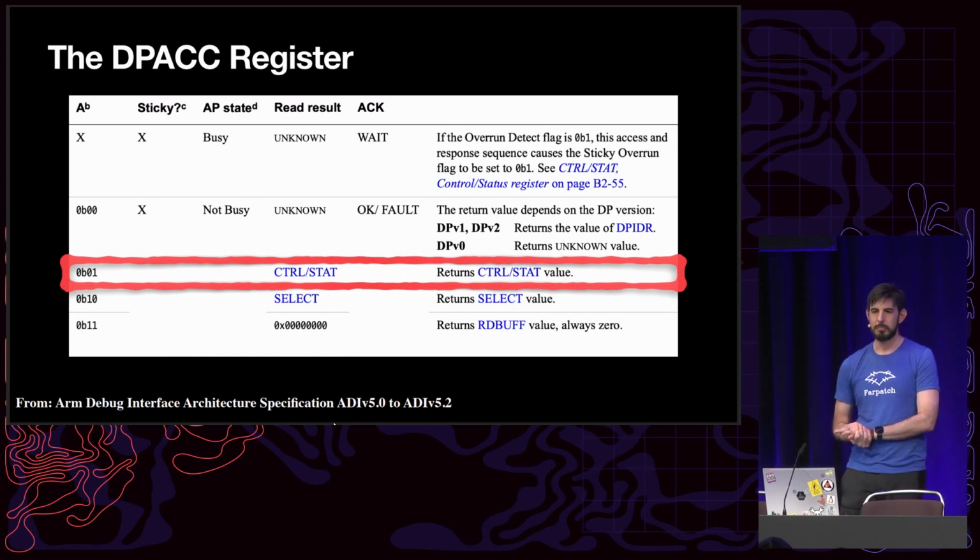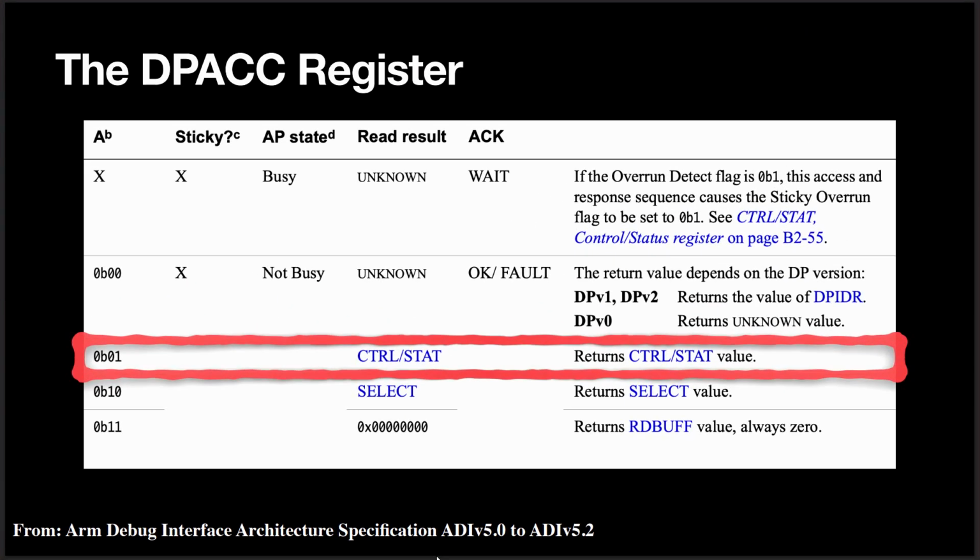For the DPACC register, this is, remember, one of the JTAG registers. If we set the address bit, remember it's only 2 bits of address, address 0 is one of those things where, depending on the version of the spec you're talking to, it could be one thing, it could be something else. We're just going to ignore it completely because for the most part you can.